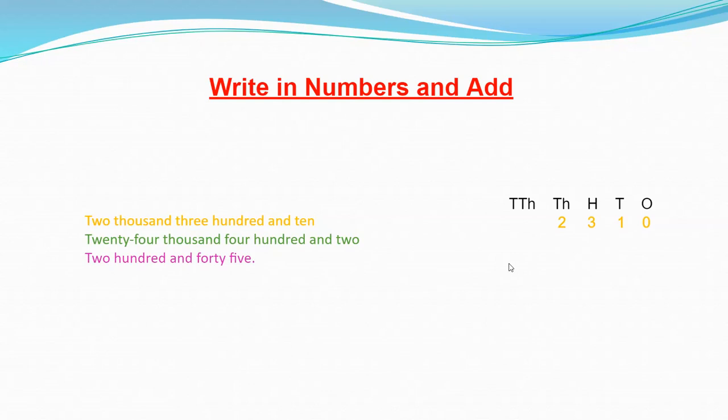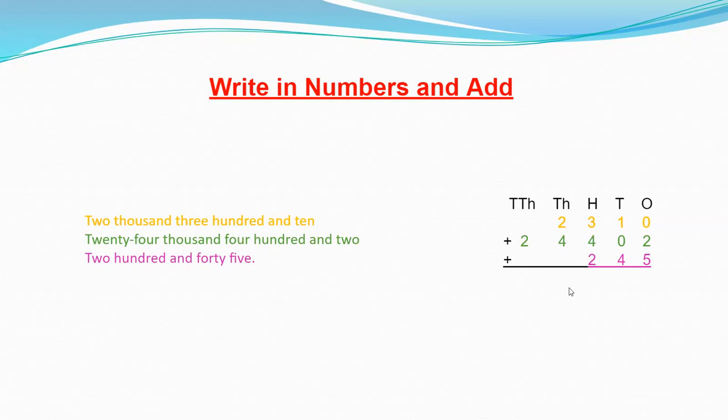2,310. And the another one of the green color, 24,402. 2 will come under 10,000. The next one, number 245. Is it clear to all of you? This is number name. We change it into numbers.